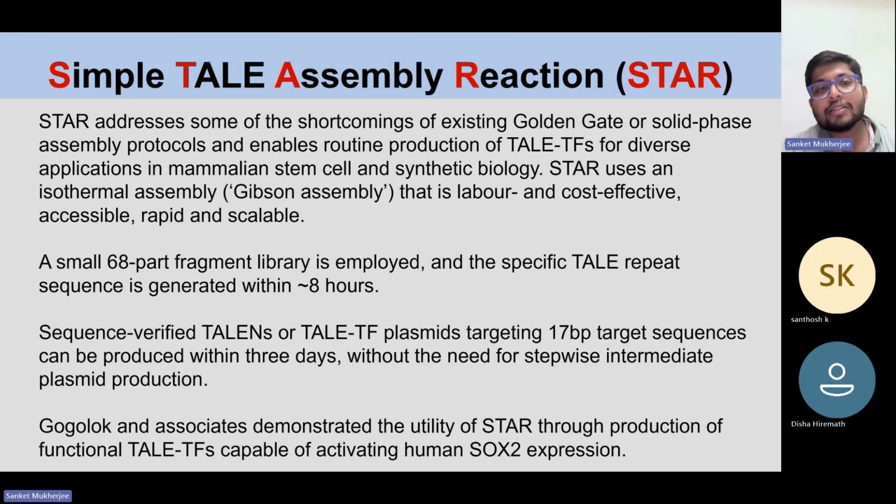So STAR addresses the shortcomings of existing Golden Gate or solid phase assembly protocols, which use TAL transcription factors for diverse applications in mammalian stem cell and synthetic biology. STAR uses an isothermal assembly, also known as Gibson assembly. It's labor and cost effective, accessible, rapid, and scalable. Here a small 68-part fragment library is employed, and a specific TAL repeat sequence is generated in approximately 8 hours. So this is about TAL.